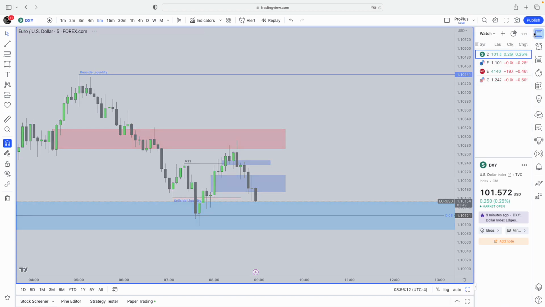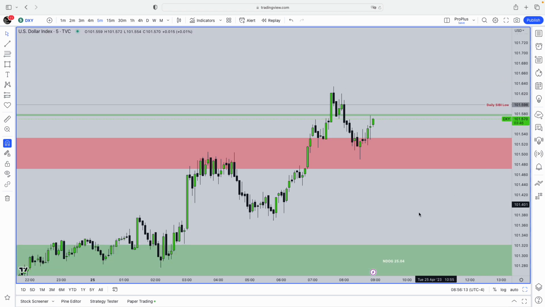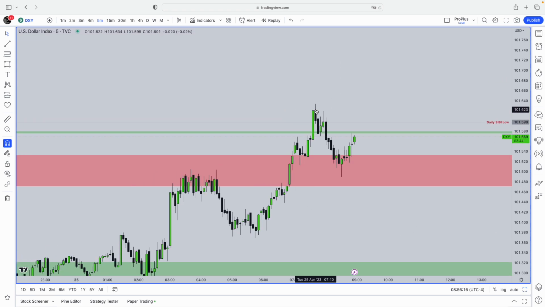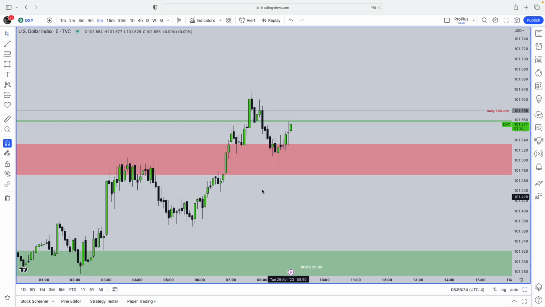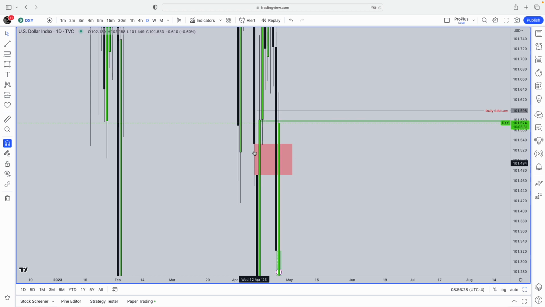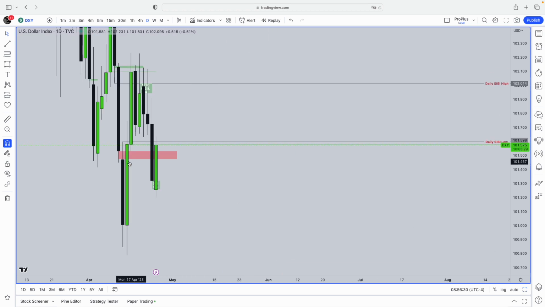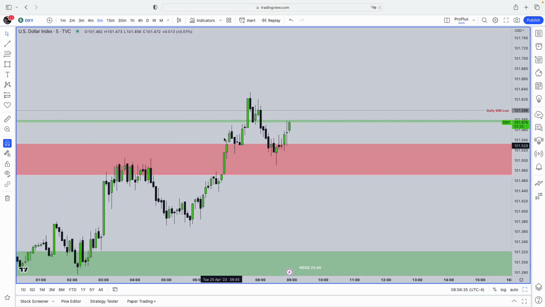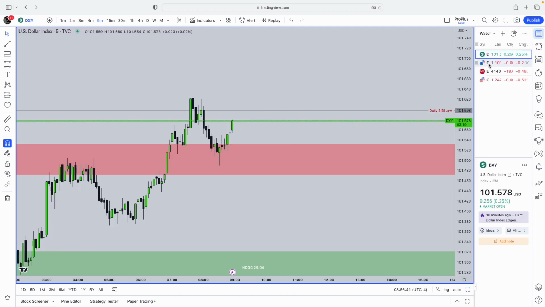If we look at the DXY, because it correlates, the DXY broke lower, pushed up, tapped into this fair value gap, and then rejected. However, it's showing support of this daily volume imbalance here. If we zoom out a little bit, this daily volume imbalance. On the intraday 5 minutes, it's broken above, showed support here, broken above, showed support, so it's pushing up. So EU should be trading lower.